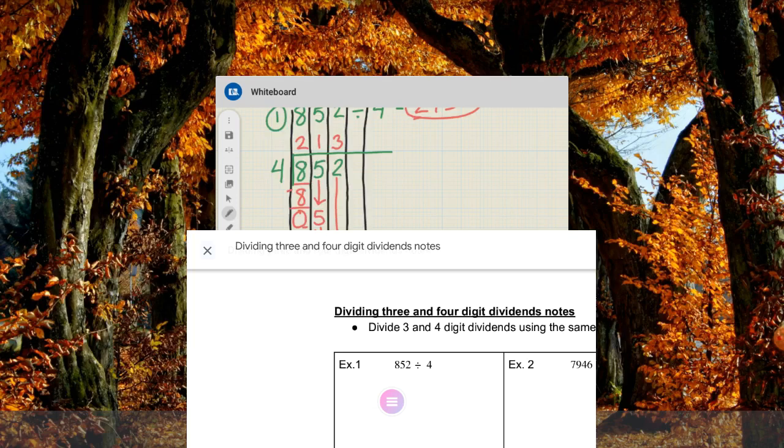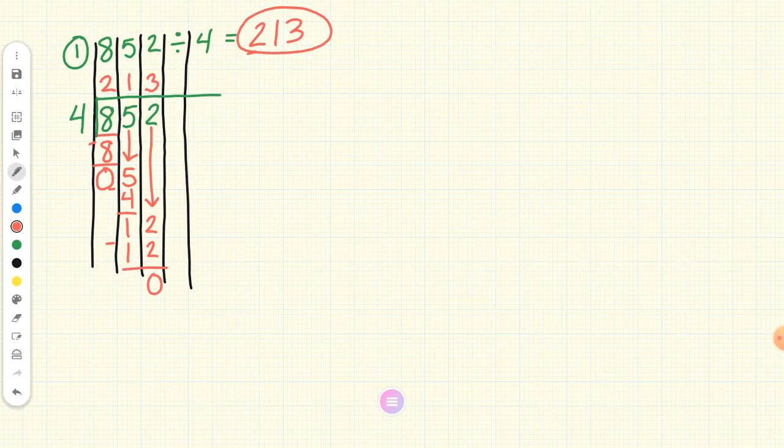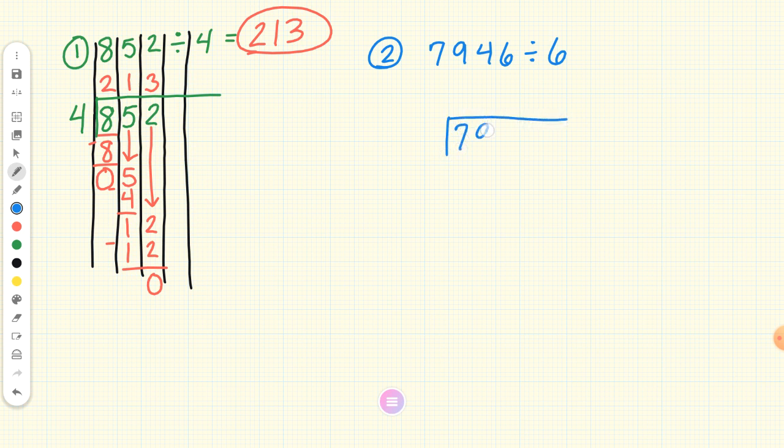I'm going to go back to my work page. Again, I'm not going to draw in my columns this time, but try and stay inside those columns. So example 2. We'll just call it number 2. 7,946 divided by 6. And I'm going to set it up properly. So I put the dividend underneath the box. I put the divisor on the outside. Let you guys get caught up.